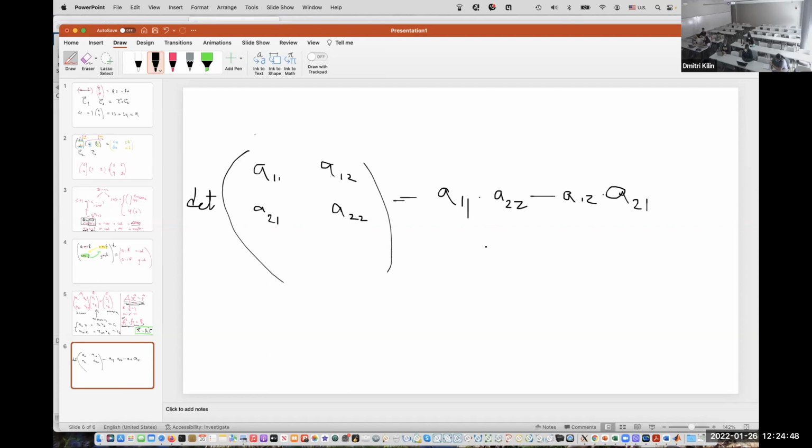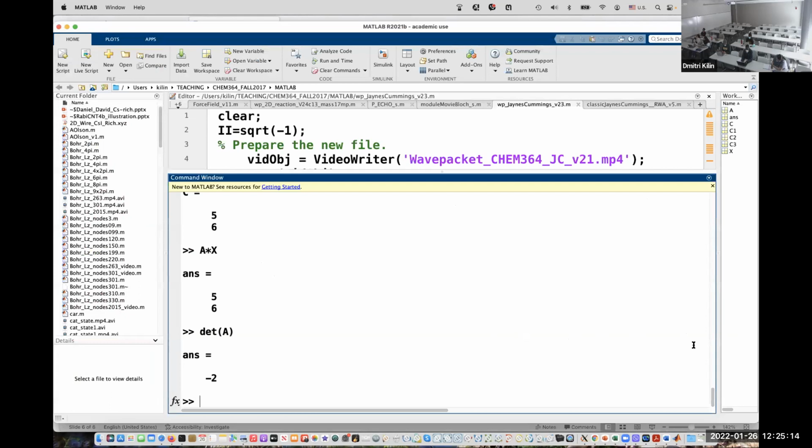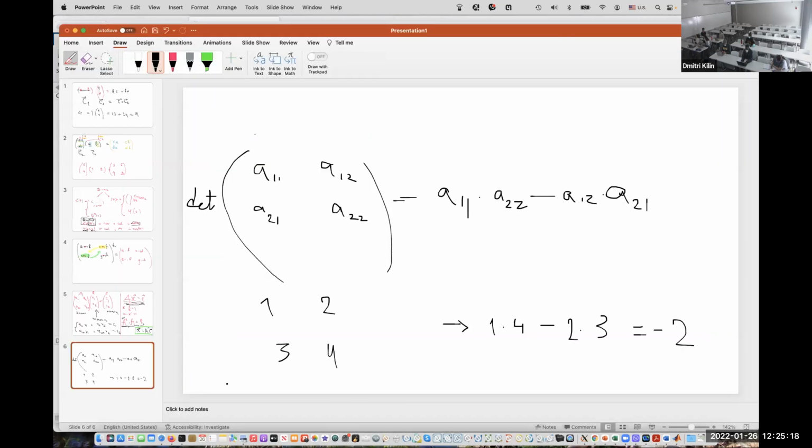So if our matrix was 1, 2, 3, 4, then the determinant will be 1 times 4 minus 2 times 3, which will be 4 minus 6, answer minus 2, right? So when we did it in Matlab, it gave this minus 2.